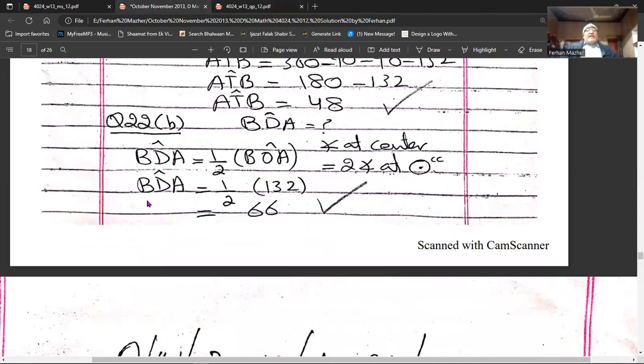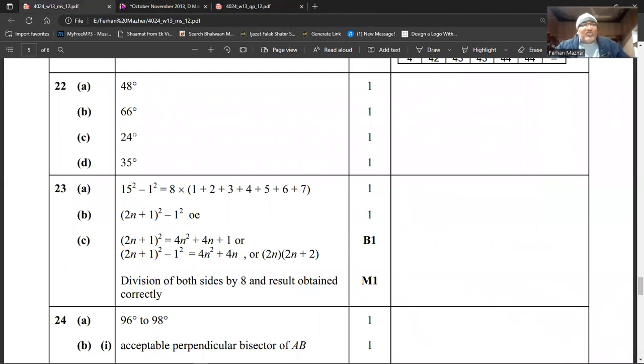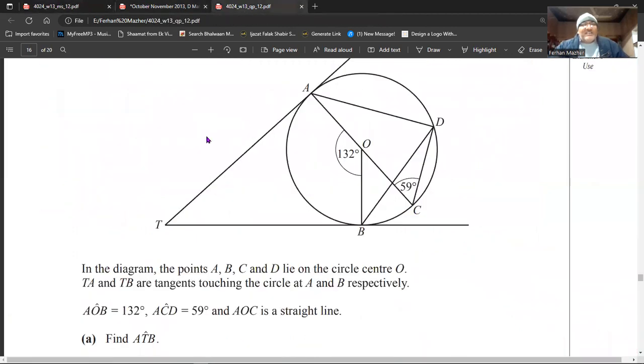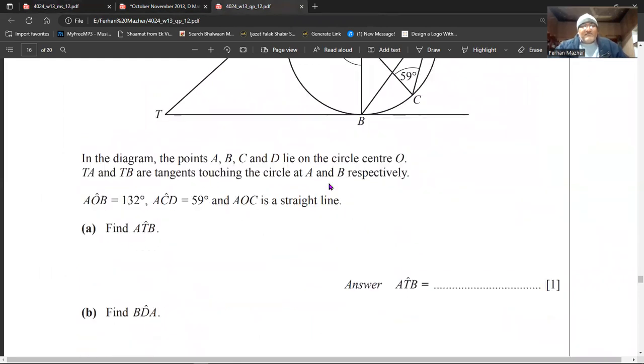So the angle BDA will be half of the angle BOA. The angle at the center is equal to 2 times the angle at the circumference. BDA will be equal to 1 by 2 multiplied by 132, and that will be 66 degrees. So our answer is 66 degrees. Hopefully you understand how I have done this. So this angle here is 66.